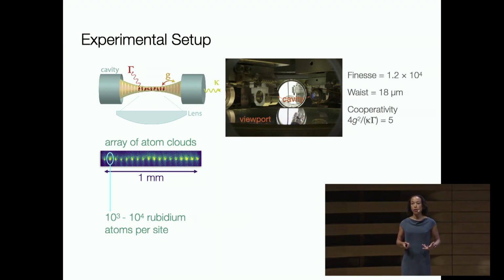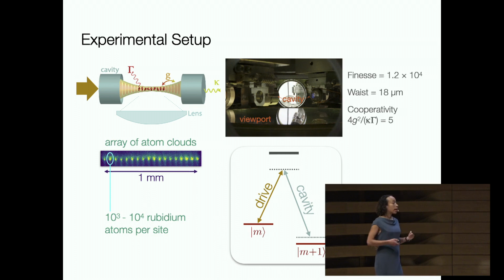To make the atoms interact, I gave a cartoon picture before, but a little bit more explicitly, we want to have interactions we can control with light. And so we send in a control field that drives a Raman process in which we flip a spin and put a photon into the cavity. That process is off-resonant, but there's a resonant process where another atom absorbs that photon and flips its spin.